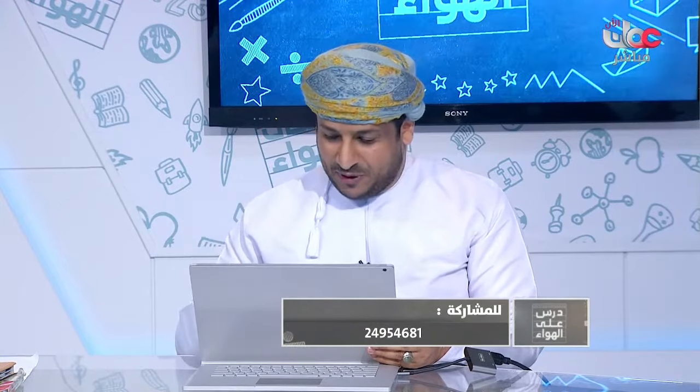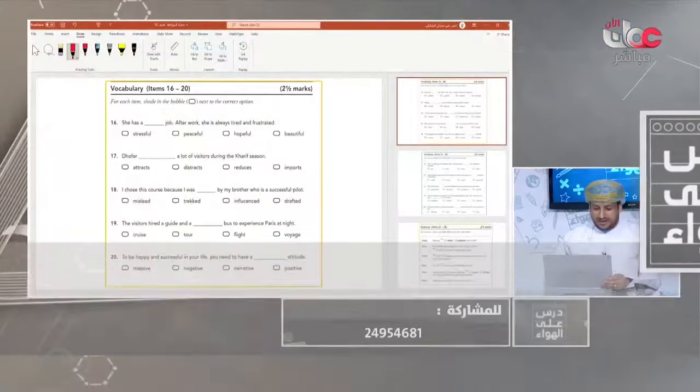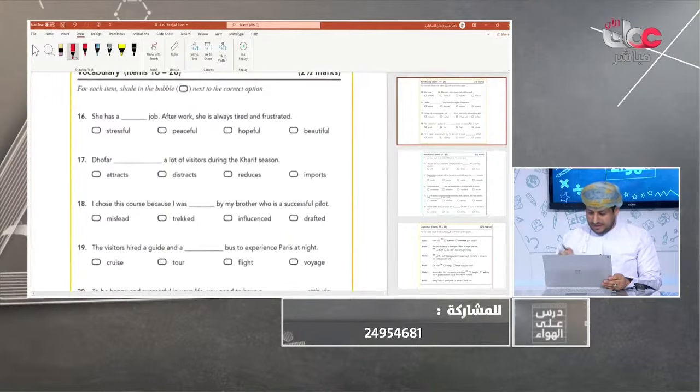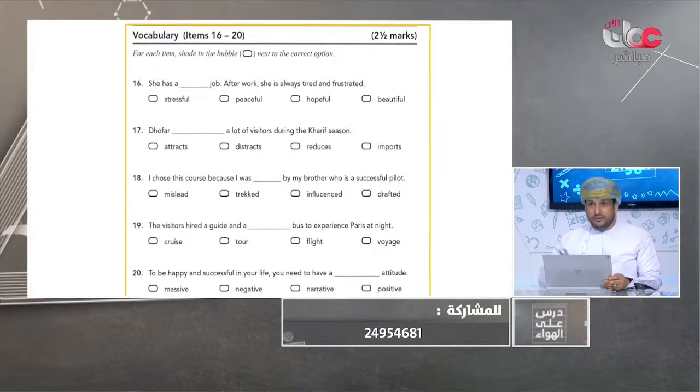So if you don't have a question, of course I do have a question for you. Can you see the screen here? I would like you to answer question number 16 in the vocabulary. As far as you said that you are good at listening and writing, I will give you a vocabulary question here. Okay, I will just zoom, then I will put it on the full screen.